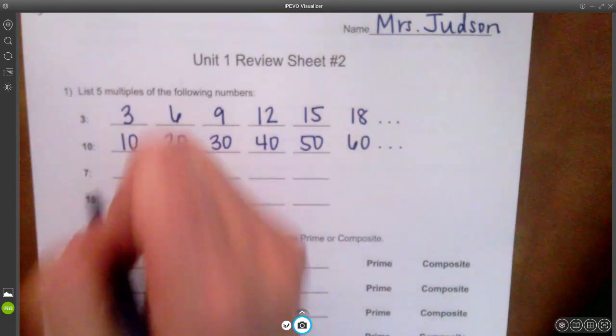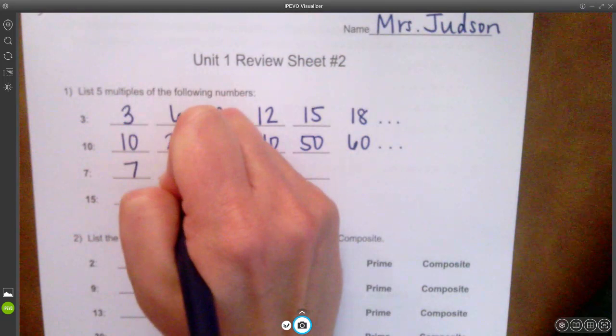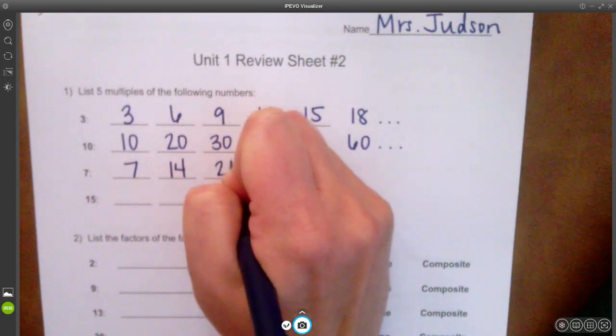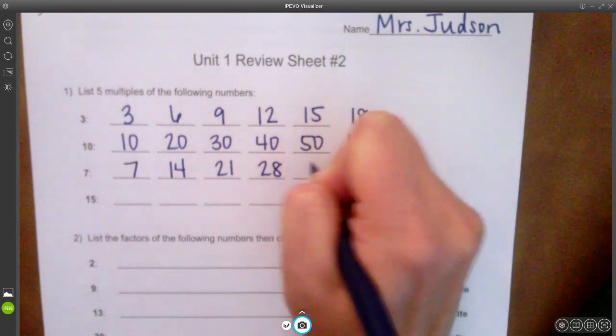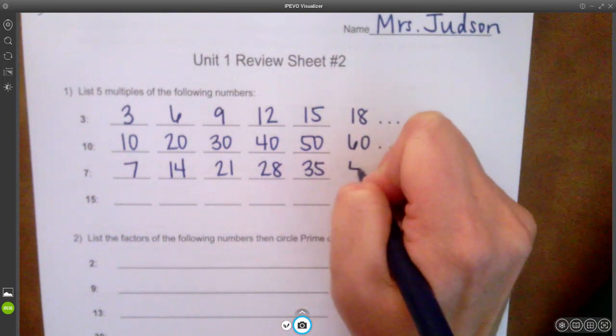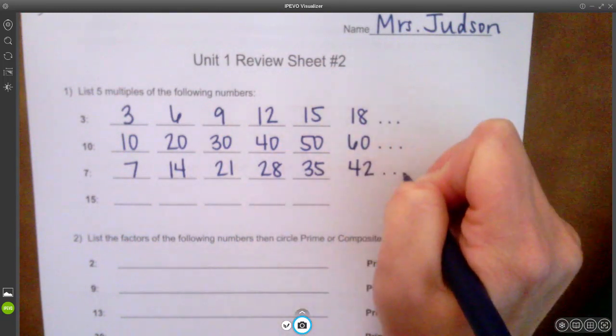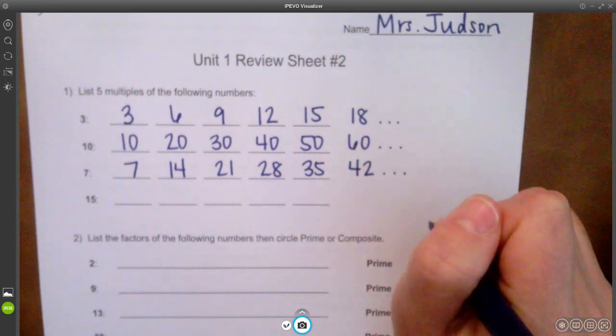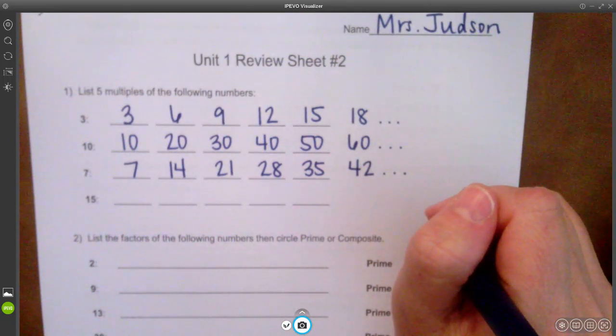All right, let's do it with 7. 7 times 1, 7 times 2, 7 times 3, 7 times 4, 7 times 5, depending on where you started. Maybe you did 7 times 6, and so on and so on. Again, as long as it's a multiple of 7, 7 times anything will give you a multiple of 7.